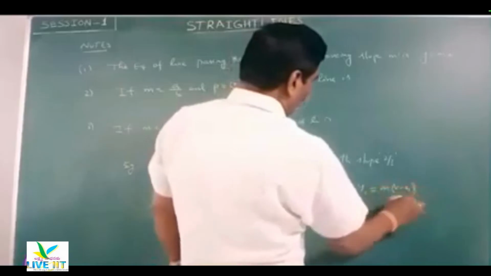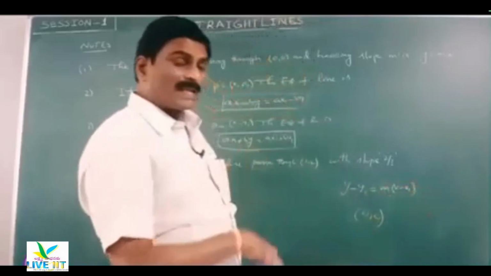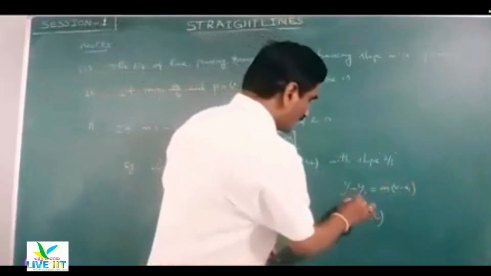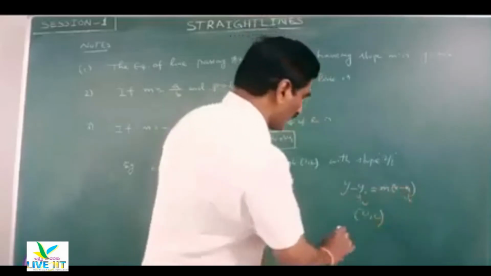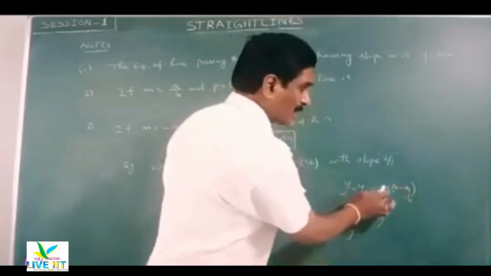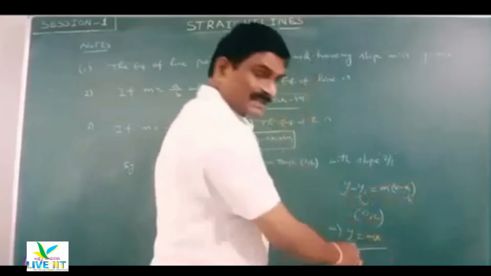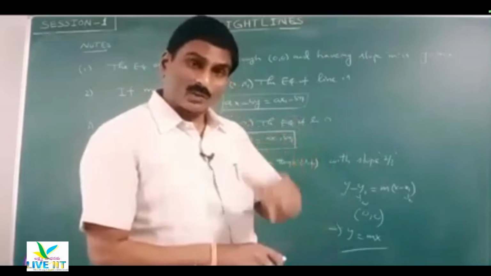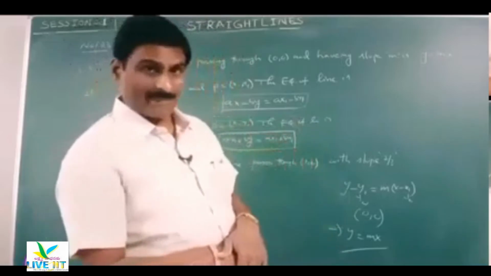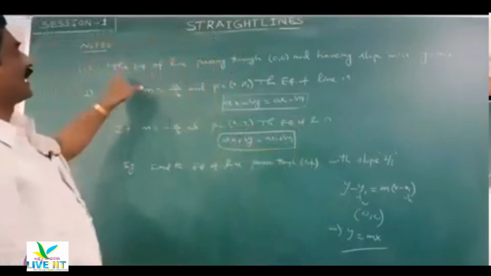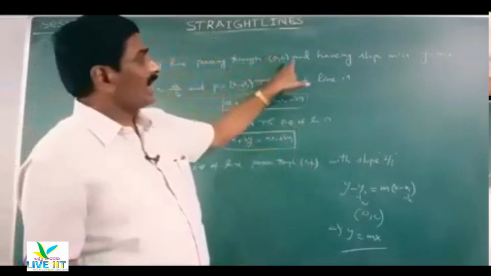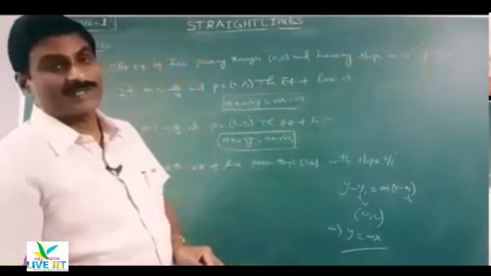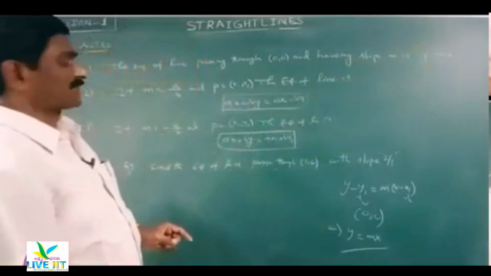If the line passes through the origin and the slope is m, what is the equation of the line? Here (x1, y1) is equal to (0, 0). That means this value is equal to 0, this value is equal to 0. So the equation can be reduced to y minus 0 is equal to m into (x minus 0). That means y is equal to mx. If the line passes through the origin and has slope m, then its equation is y is equal to mx. Please note this point.